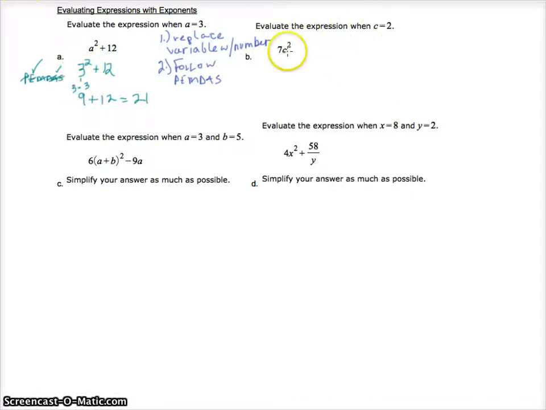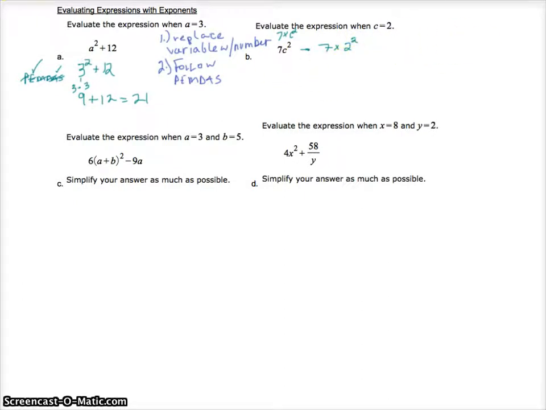Evaluate the expression 7c squared when c equals 2. So we're going to replace the variable with its given number. So we're actually going to write it as, remember that this is 7 times c squared, so we'll have 7 times c squared, which is 2, so 7 times 2 squared.